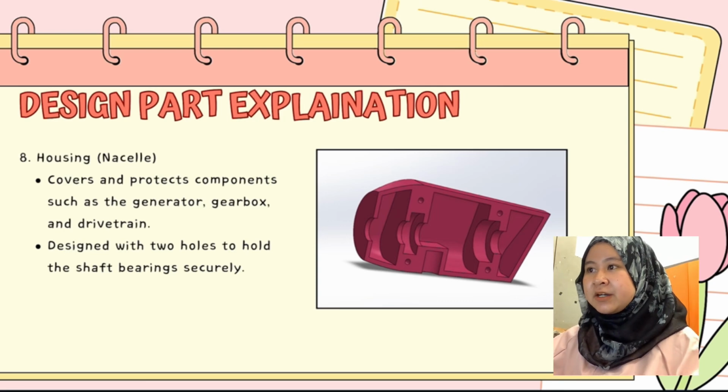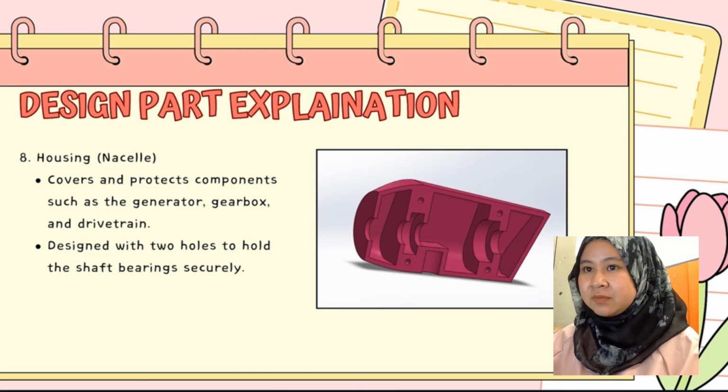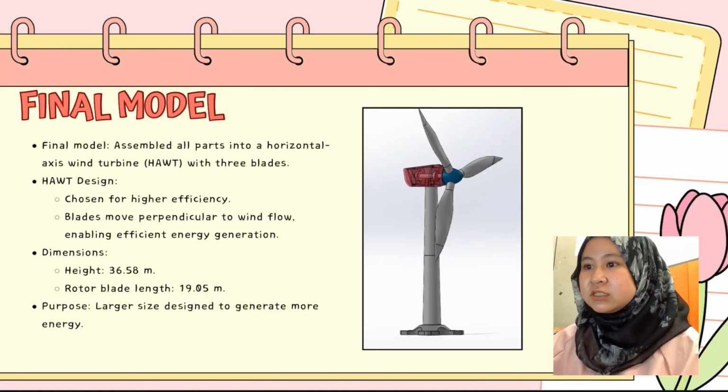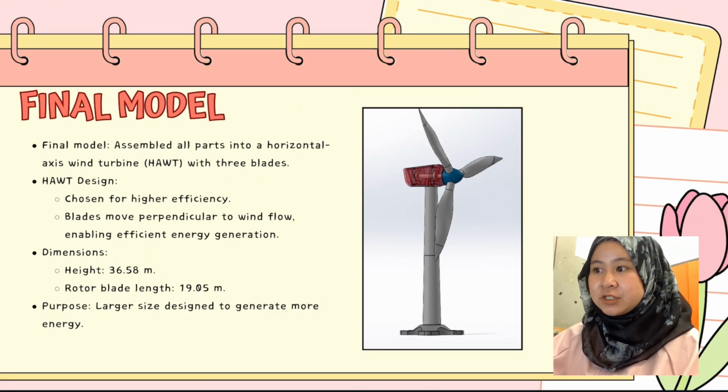And the last part of the design is the housing, which is also called the nacelle. It covers and protects components such as the generator, gearbox, and drivetrain. It is also designed with 2 holes to hold the shaft bearing securely.